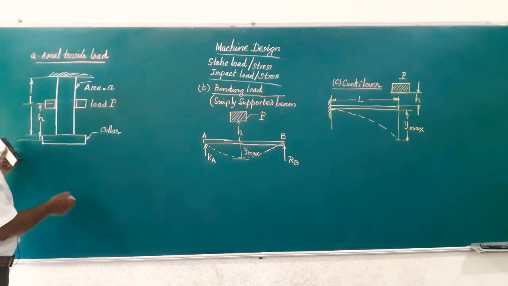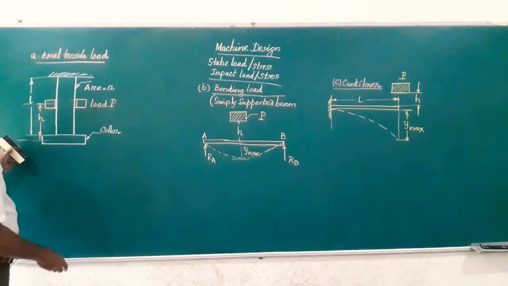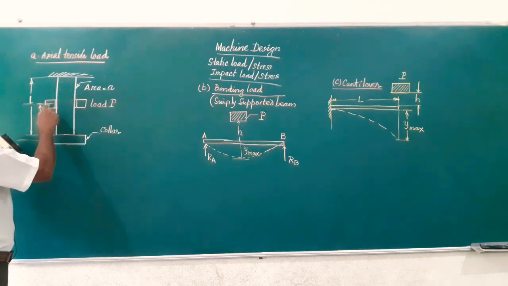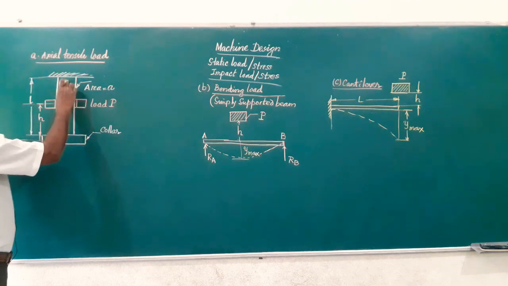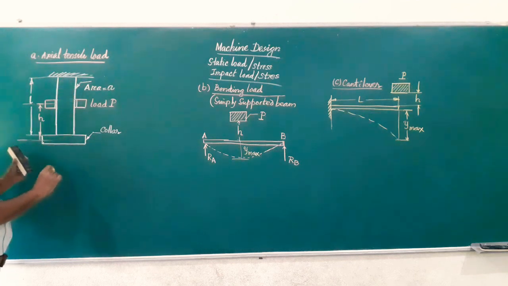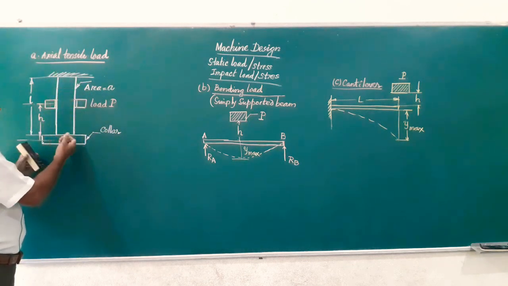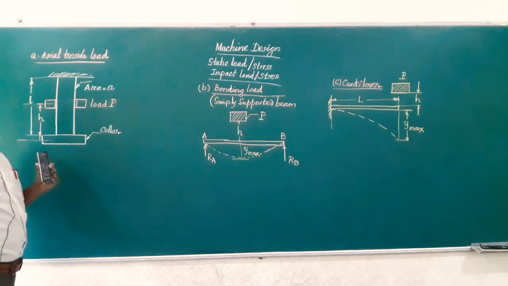So, friends, here we have a vertical member of length L, provided with a collar, and there is a load P which is dropped from this height. As a result, what happens? The length of this member increases. This tensile load dropped from this height causes the elongation of this rod through some distance y max.